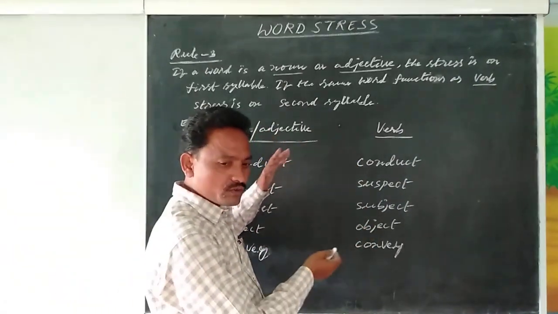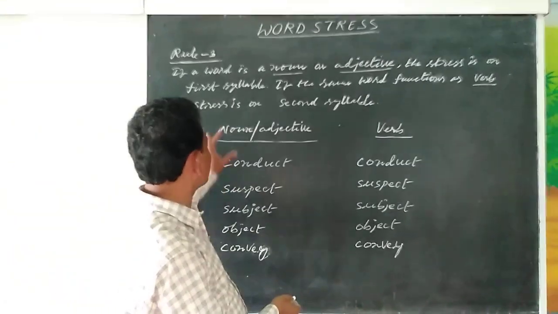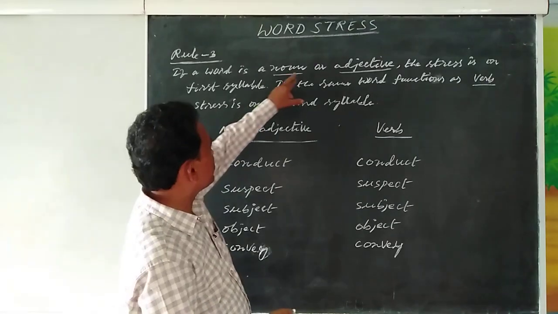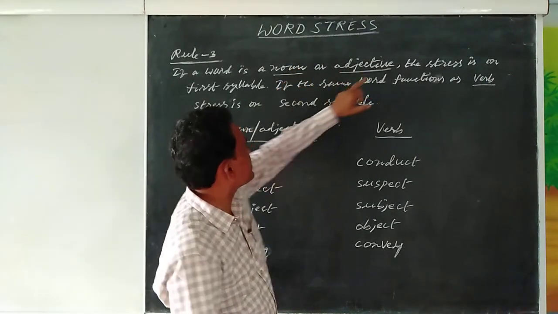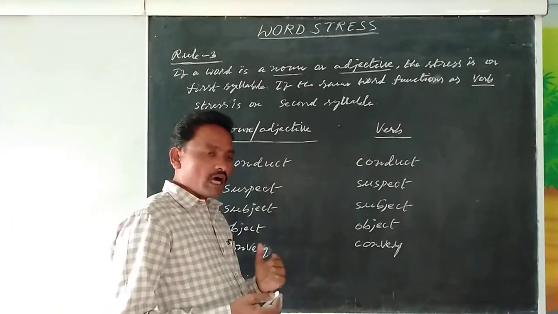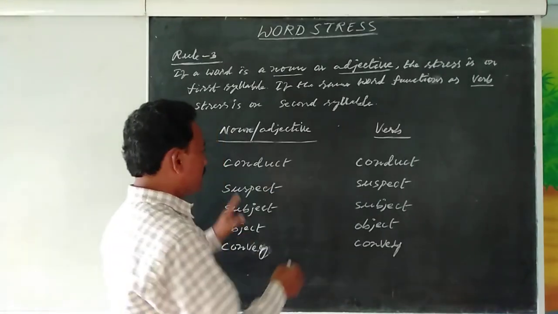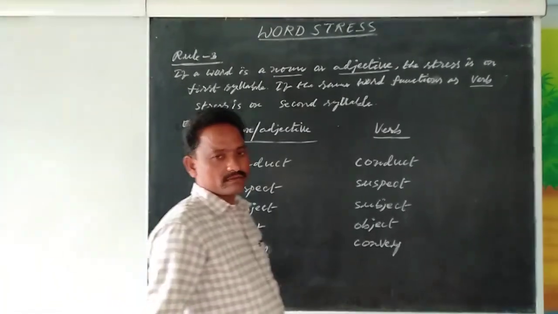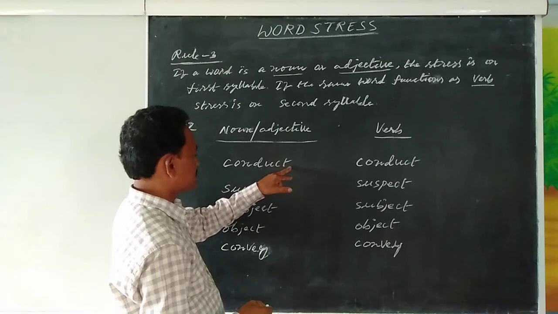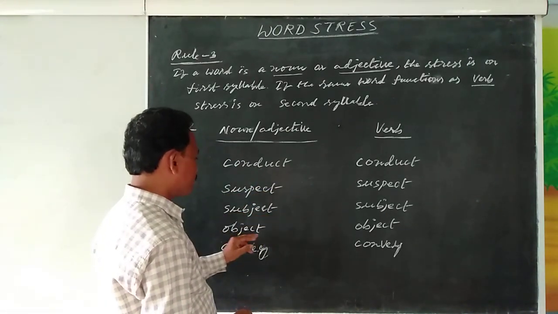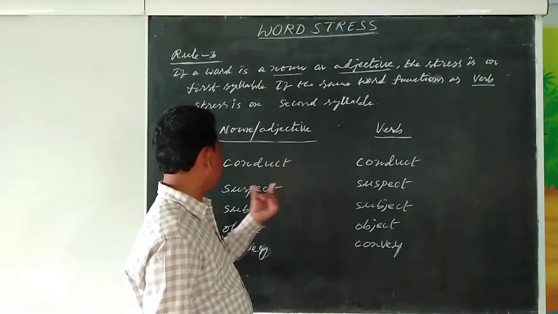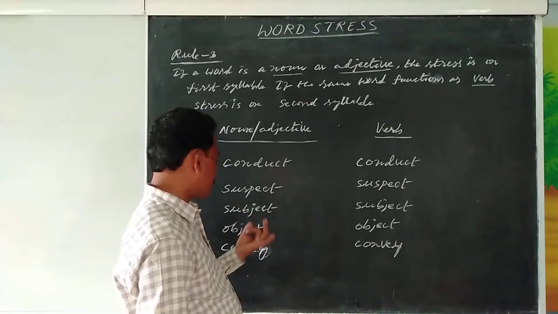See, you have to observe these two lists of words, same words, but these are noun and adjective, these are verbs. What is the rule here? If it is noun or adjective, stress is on the first syllable. First of all, we must know how many syllables are there in the given word. All these are disyllabic words, meaning the word contains two syllables. Conjunct, suspect, subject, object, convey. Two syllables. Once again, I pronounce: conjunct, suspect, subject, object, convey.